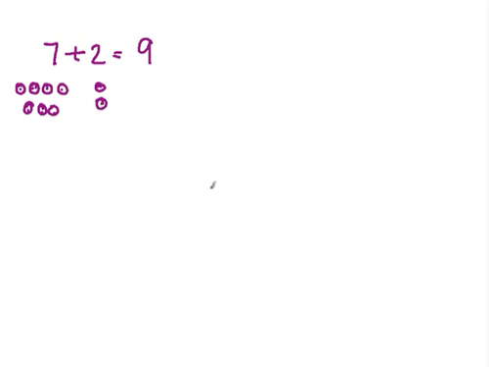So let's just try one more example. Let's say you have 3 plus 2. So how many circles would you have in the beginning? You would have 3, right? So you draw 3 circles. So 1, 2, 3, and then you add 2 more. So 1, 2, and then you have 1, 2, 3, 4, 5 circles in total.